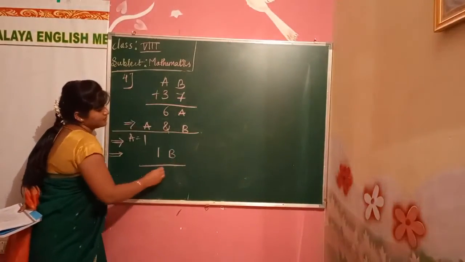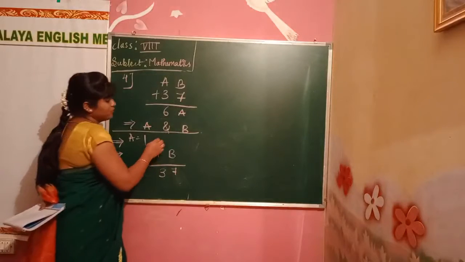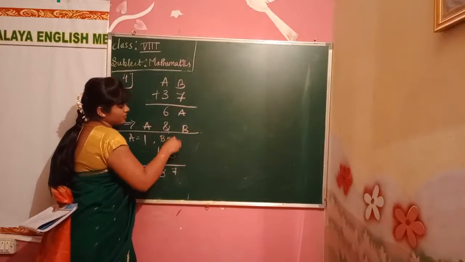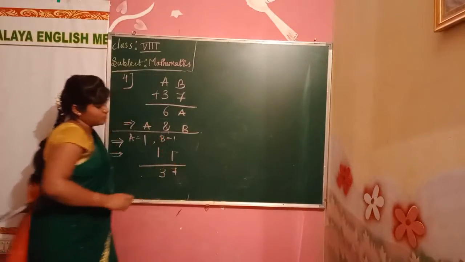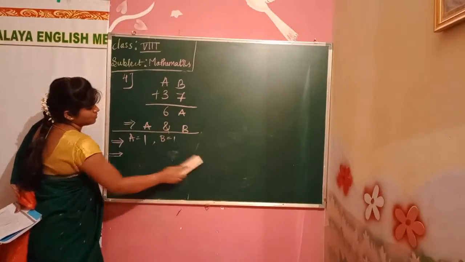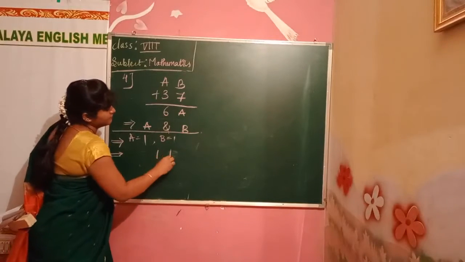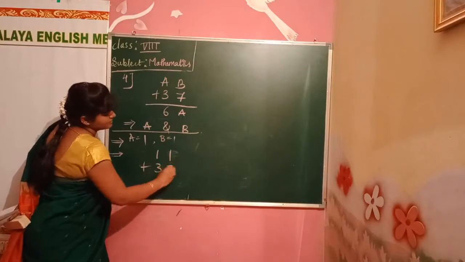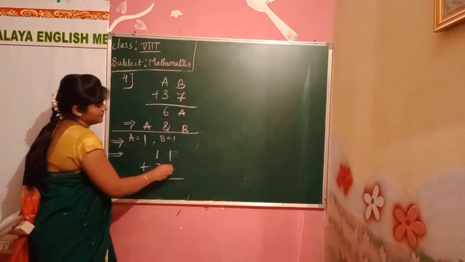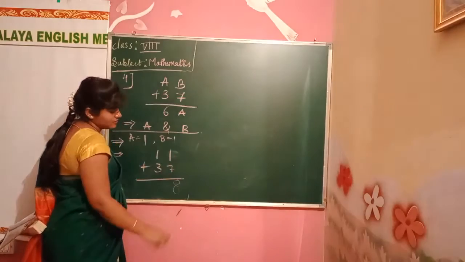Okay, 3 7 came. So I have to put b value also. b also 1, let's put. Okay, 1 1. Both, what did I put, I put 1, 1 1. Okay, plus 3 7. Add now. 7 plus 1 will be 8. 7 plus 1 will be what? 8.